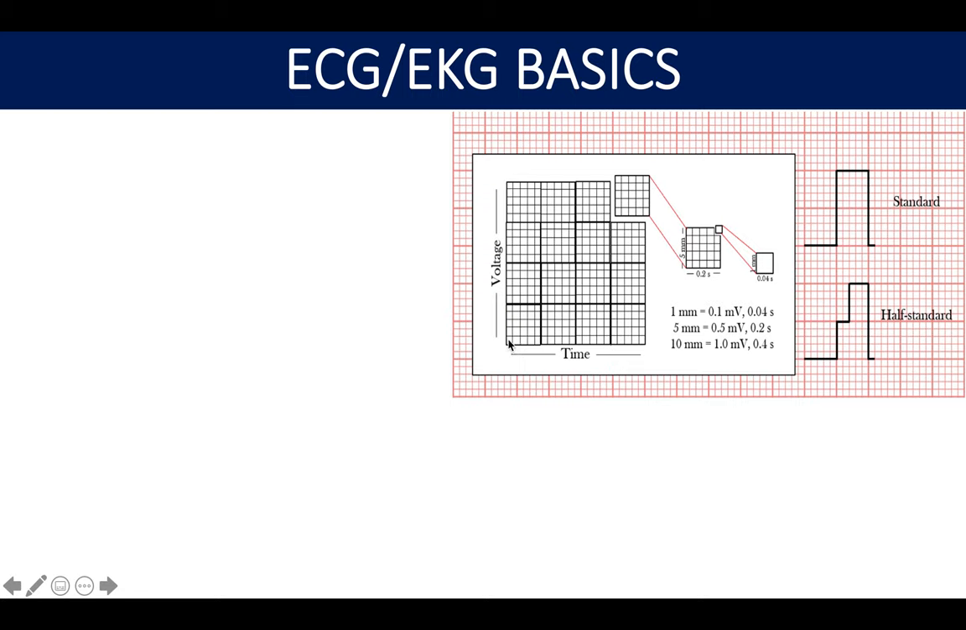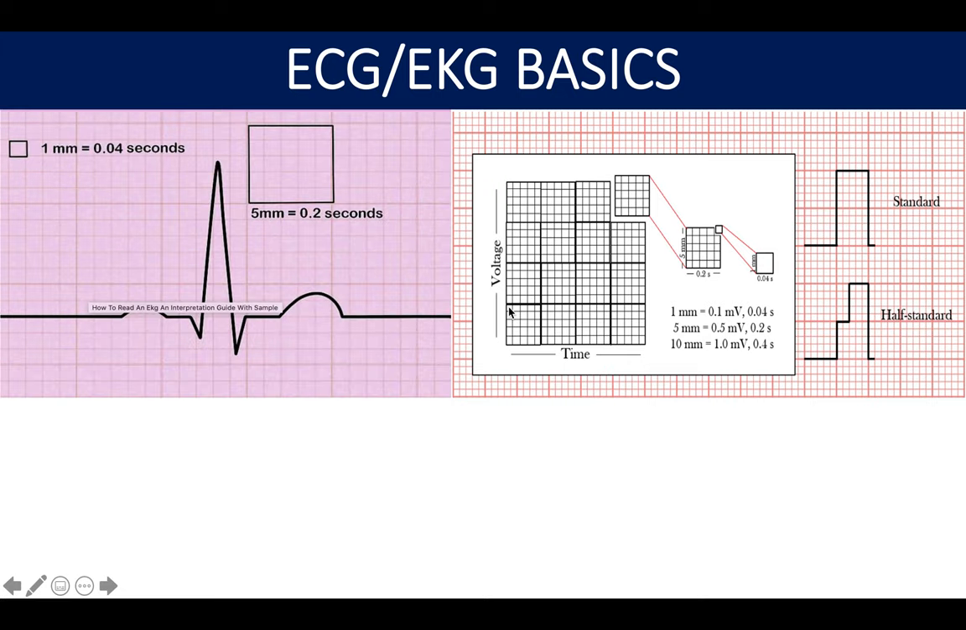And voltage-wise, on the y-axis, one small box represents 0.1 millivolts, so the whole 5 boxes represent 0.5. The reason we use this is that we need it in order to calculate intervals and segment timing, as well as the voltage and how great the deflection is, and so on.